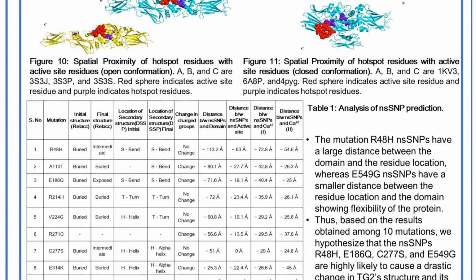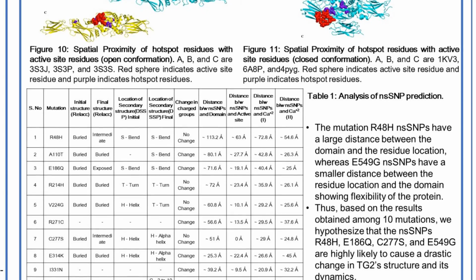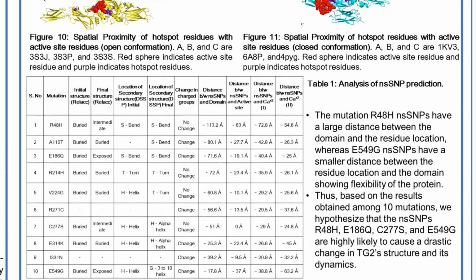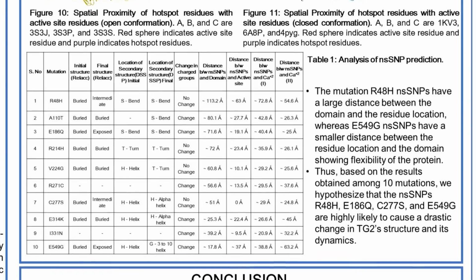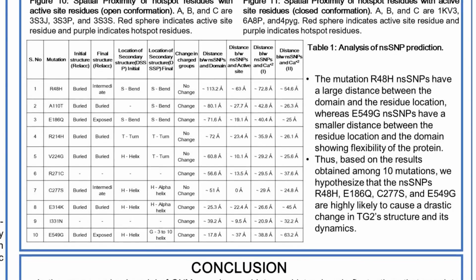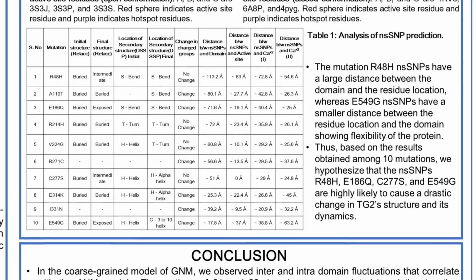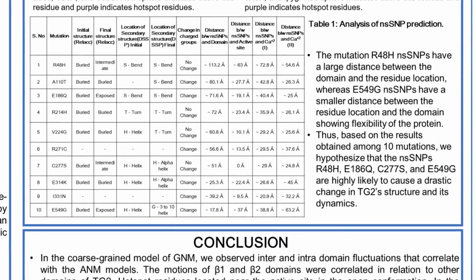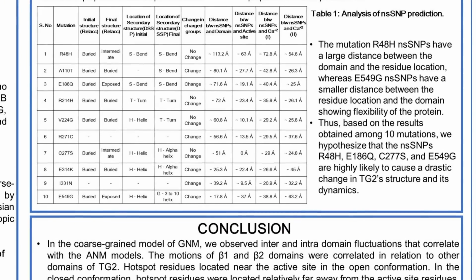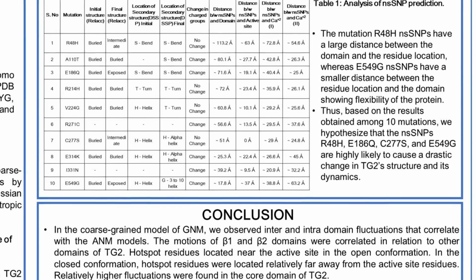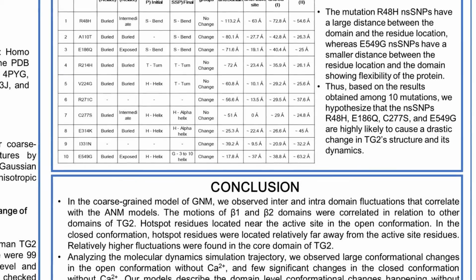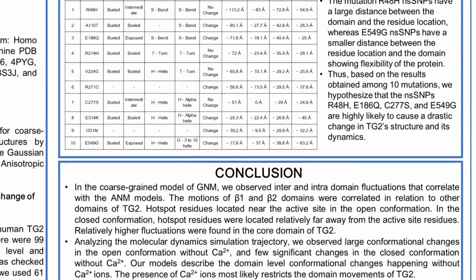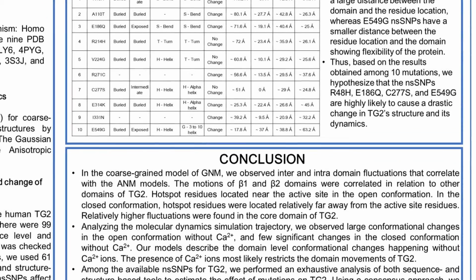We took the absolute solvent accessibility value from the DSSP output and calculated the relative solvent accessibility, and it is shown in table 1. Based on table 1, we hypothesize that the nsSNPs are highly likely to cause drastic changes in TG2 structure and its dynamics. In this study, we hypothesize that the open conformation without calcium shows large conformational change.